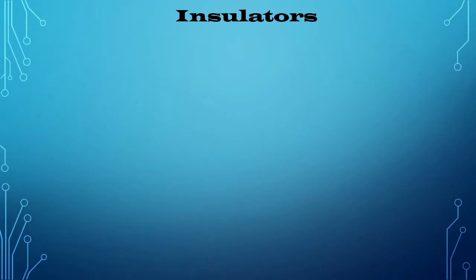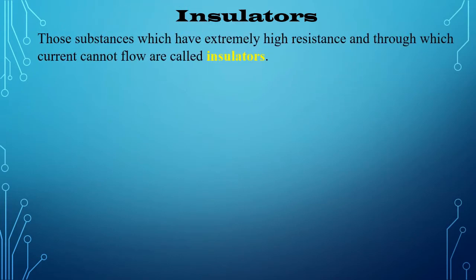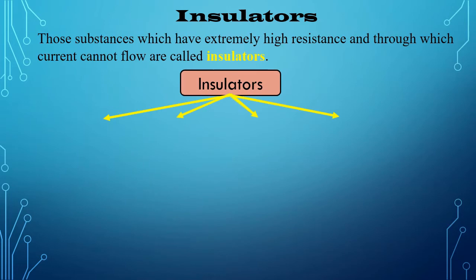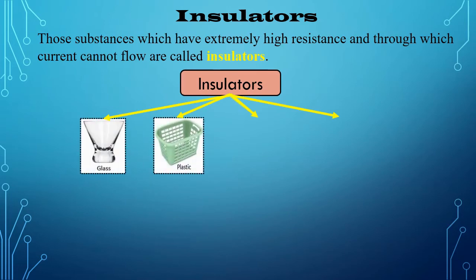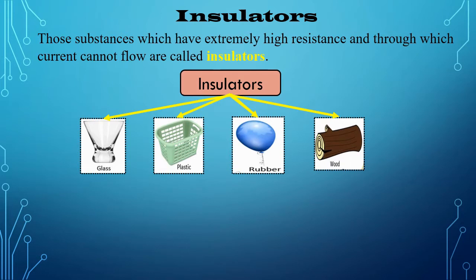Let us know about insulators. Those substances which have extremely high resistance and through which current cannot flow are called insulators. For example, glass, plastic, rubber, wood, etc.